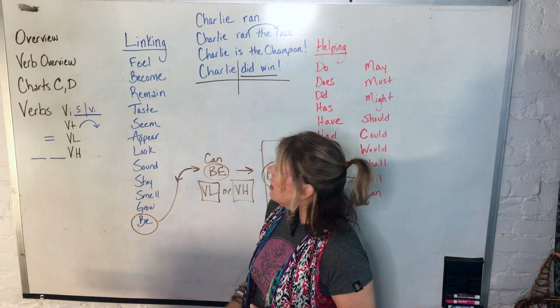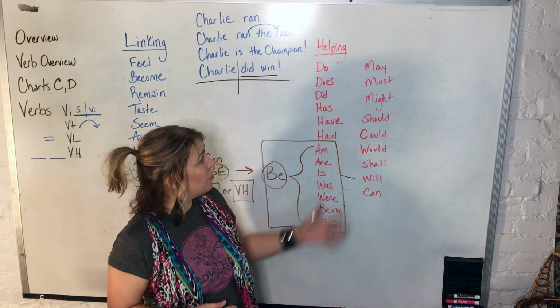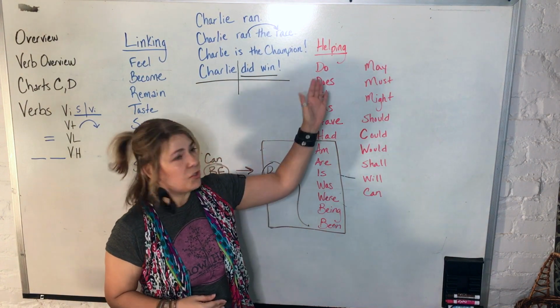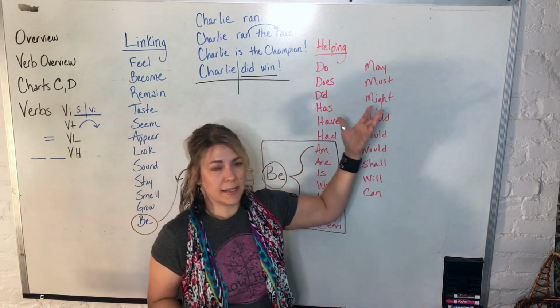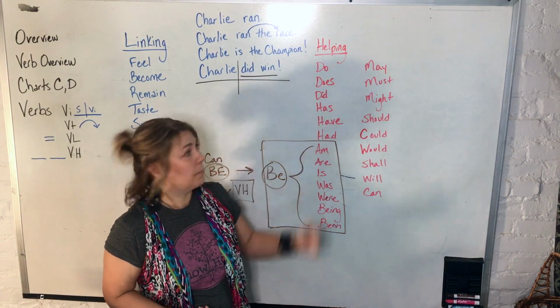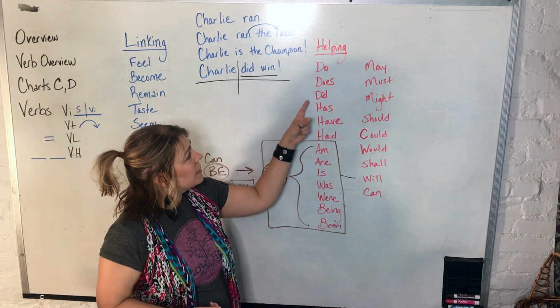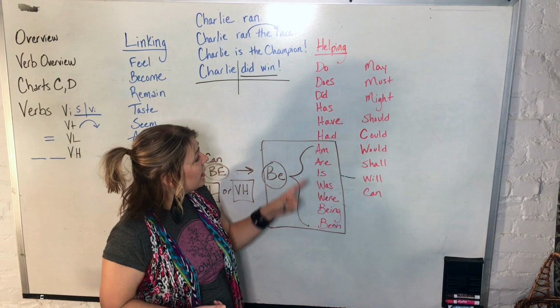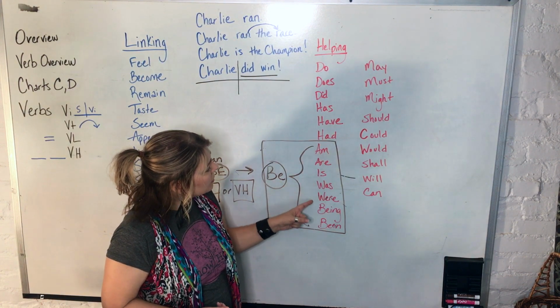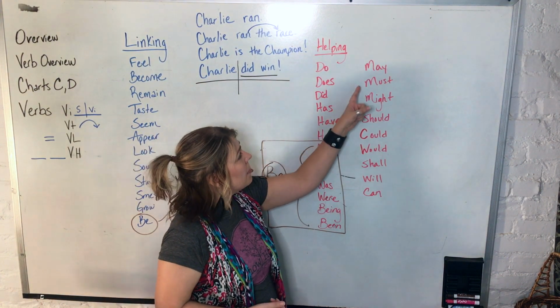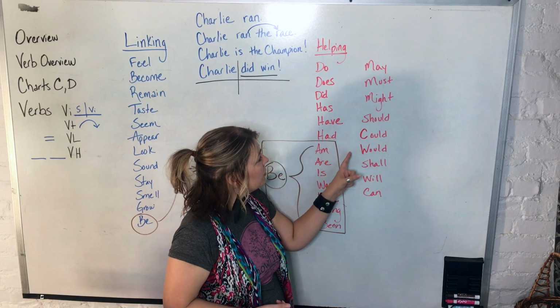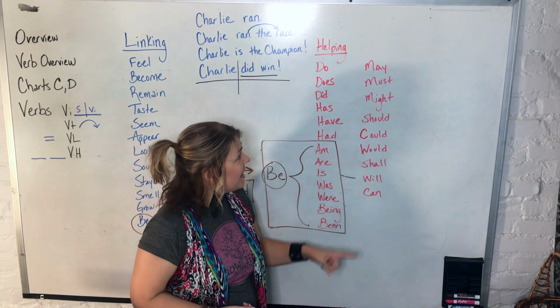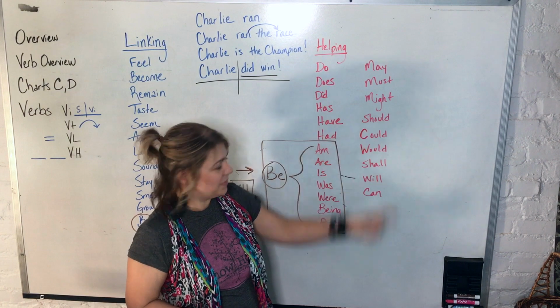Just know that, okay? The song for helping verbs, Jesus is a great helper. He's the greatest helper. So we're going to do Jesus Loves Me. Do, does, did, has, have, had, am, are, is, was, were, being, been, may, must, might, should, could, would, shall, will, can. These are our helping verbs, okay?